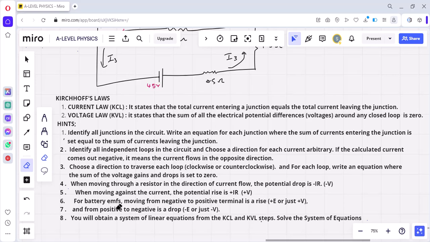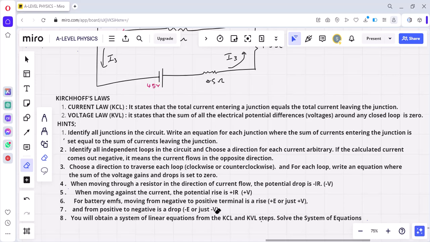Then for battery EMFs, if you move from negative to positive terminal, there is a rise in potential, so that will be plus E or just positive potential. And then if you move from positive to negative, then there will be a potential drop. This is because the positive terminal is at high potential, then the negative terminal is at a lower potential. After that, you will have a system of linear equations which you have to solve simultaneously.